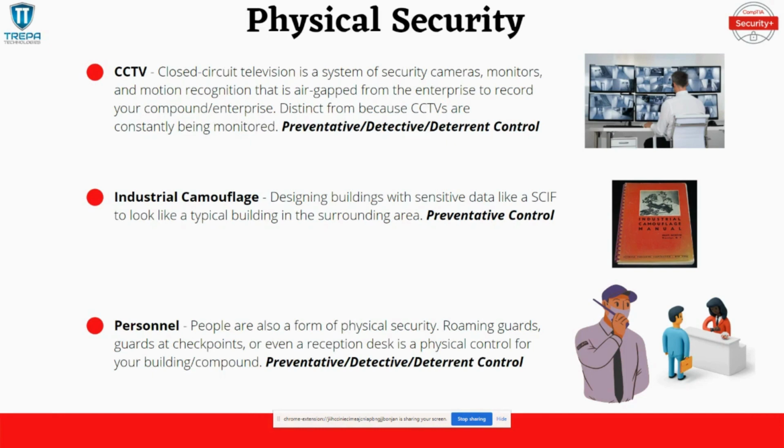And then personnel. So people are also a form of physical security, right? Having roaming guards or guards at checkpoints or even a reception desk for physical control and movement of people coming in and out of your building. This is also a preventative, detective, or deterrent control.